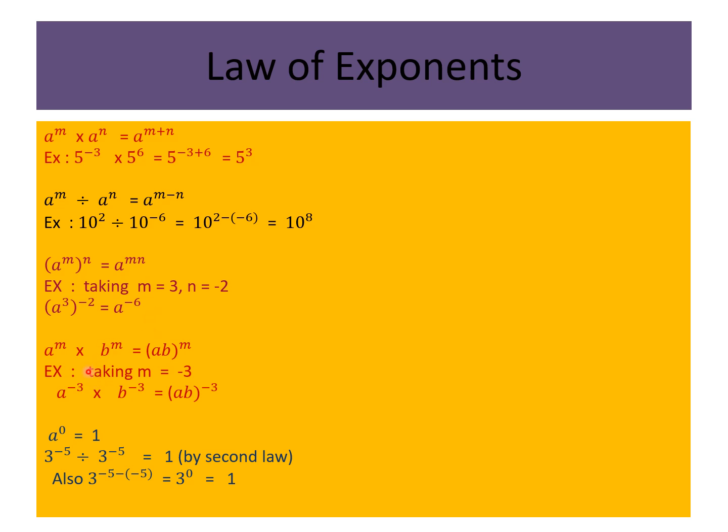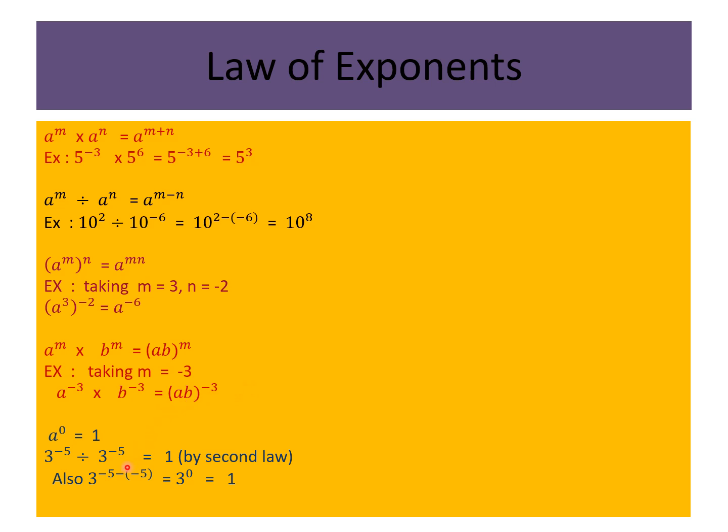The fourth law is a power m into b power m. Here we have different bases but the powers are the same. So ab whole power m. For example, I have taken m as minus 3 and the bases as a and b. So a power minus 3 and b power minus 3, which when multiplied, we will get ab whole power minus 3.